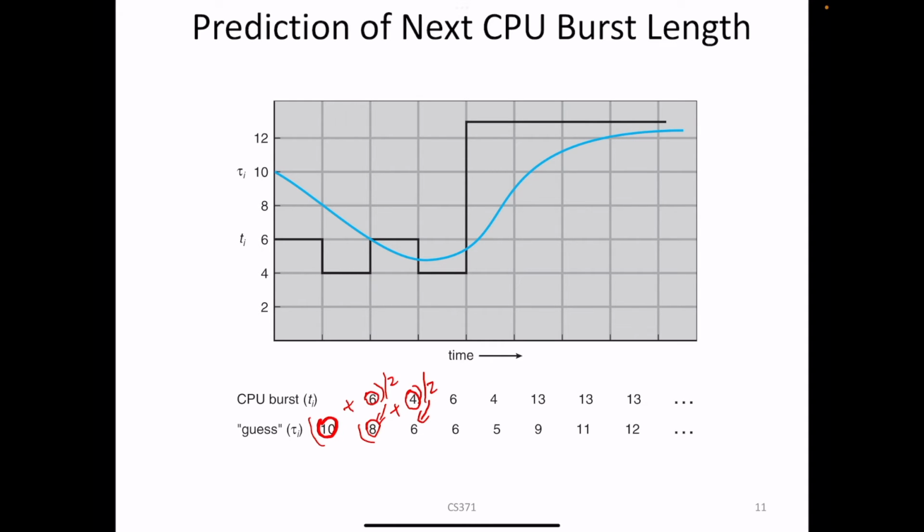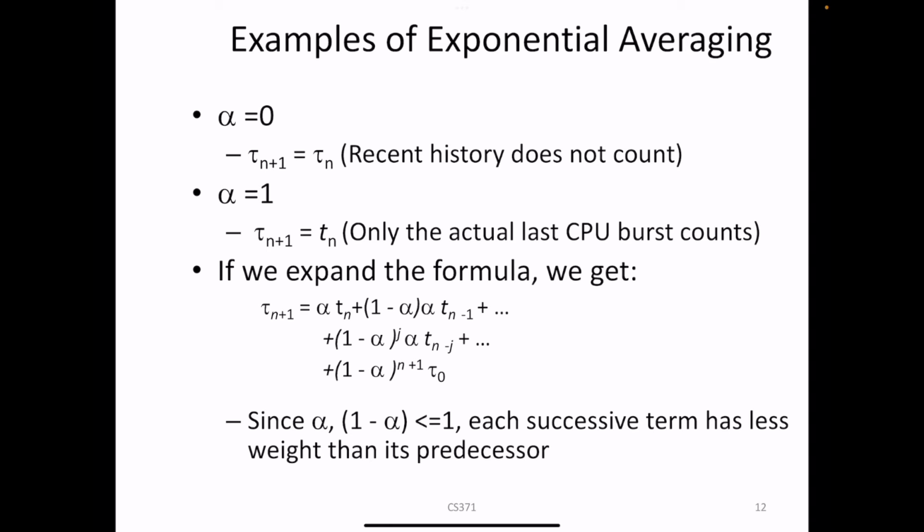In the above figure, the blue line shows the predicted CPU burst time, and the dark line shows the actual CPU burst time. In this figure, you can see that the predicted blue line is reasonably close to the actual dark line.